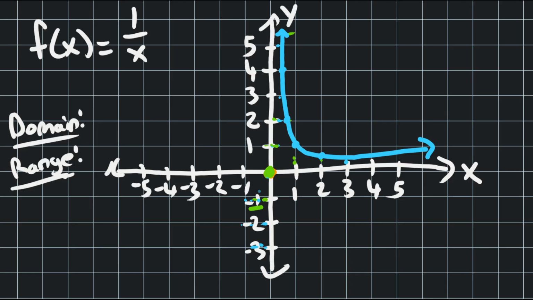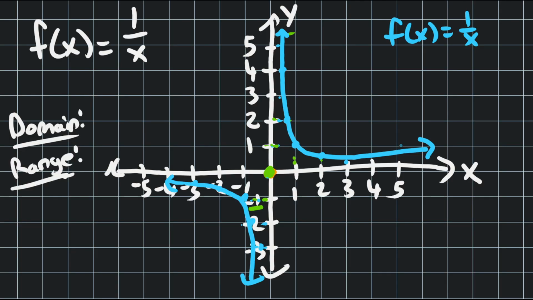Okay, and then the negative side, so negative 1 comma 1, negative 2 comma 1/2, negative 3 comma 1/3. Okay. That is drawn like this. So this is the function f of x equals 1 over x. What is the domain and range of this function?